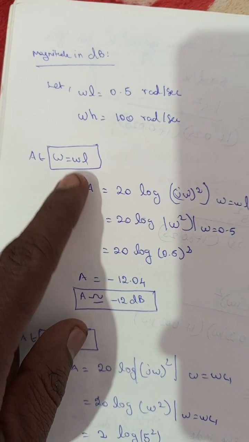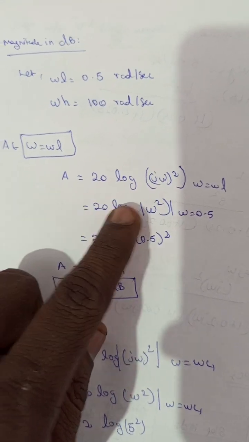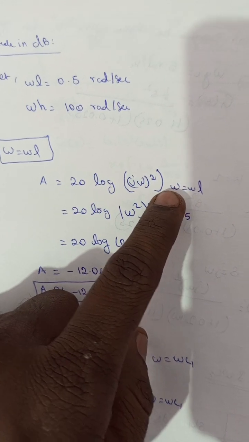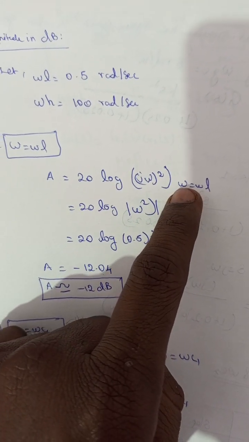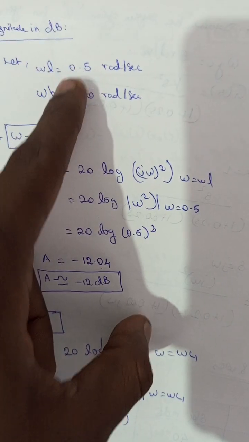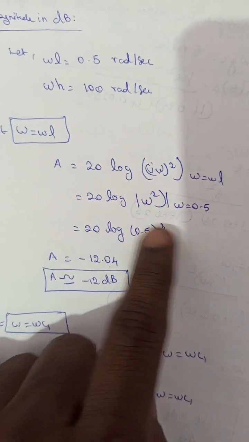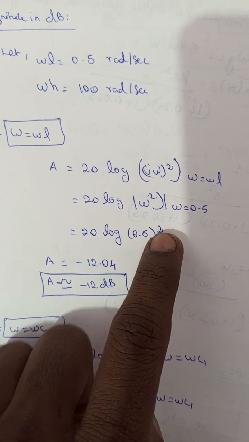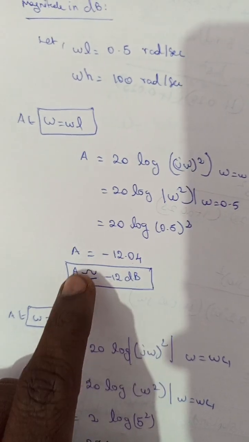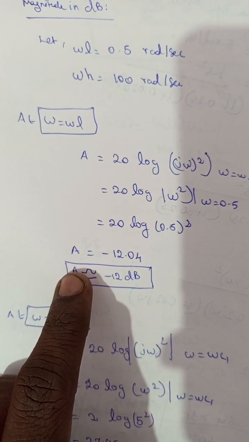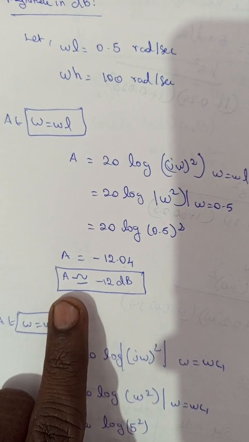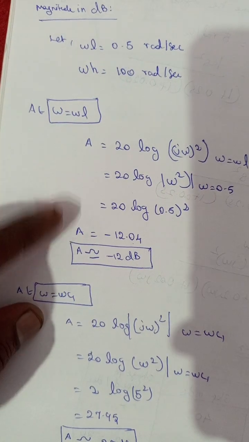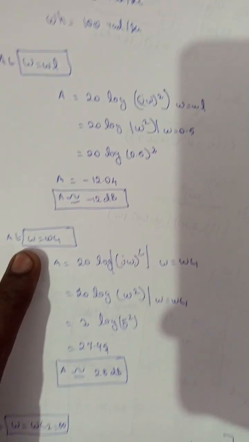Here A is equal to 20 log |jω|², where ω equals ωl. We have to replace the omega value as 0.5, so we are replacing the value here, and we are getting 20 log (0.5) the whole square, and on converting we will get A is equal to minus 12.05. So the approximate value is minus 12 dB, and after this we have to go for the WC1 value.